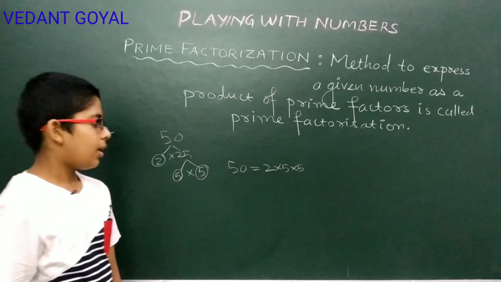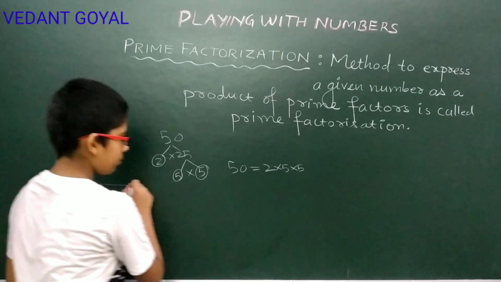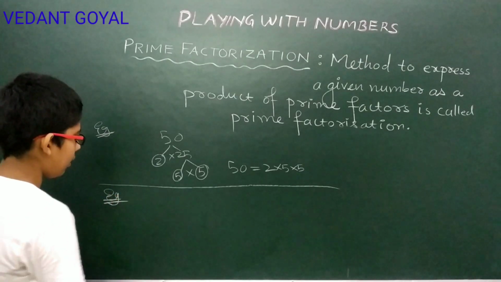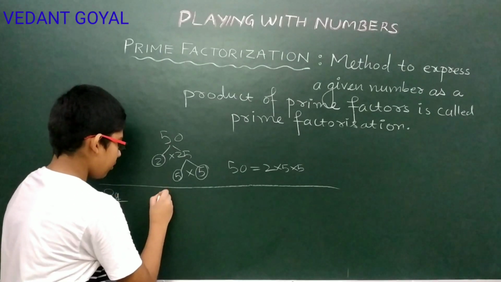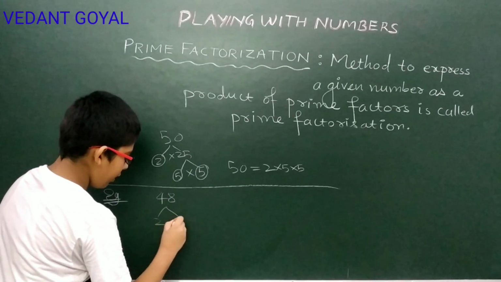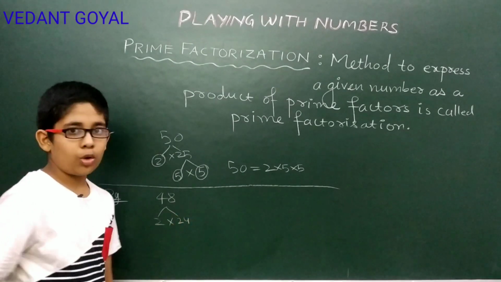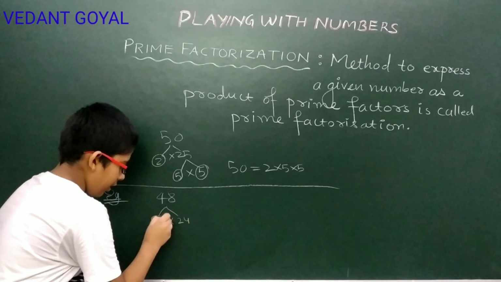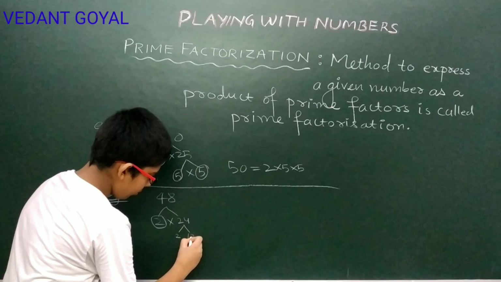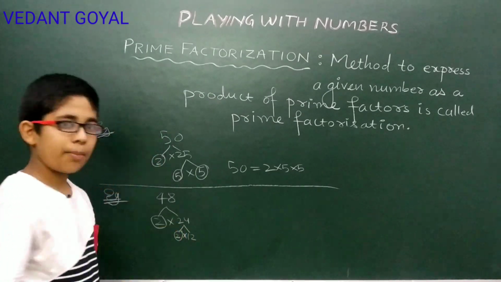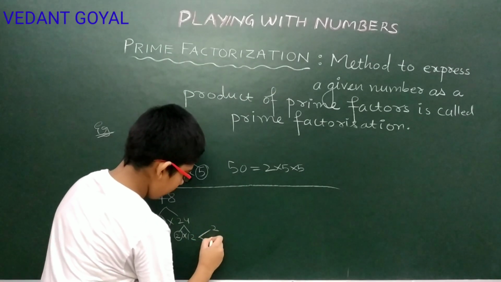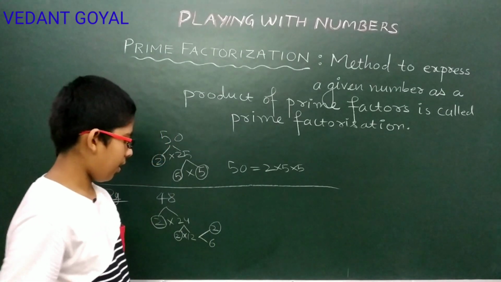Easy. Now let's take another example. Suppose we take 48. 48 can be expressed as 2 into 24. So 2 is a prime factor here, so we will circle it. 24 can be written as 2 into 12. So 2 is again a prime factor. 12 can be written as 2 into 6. 2 is again a prime factor.